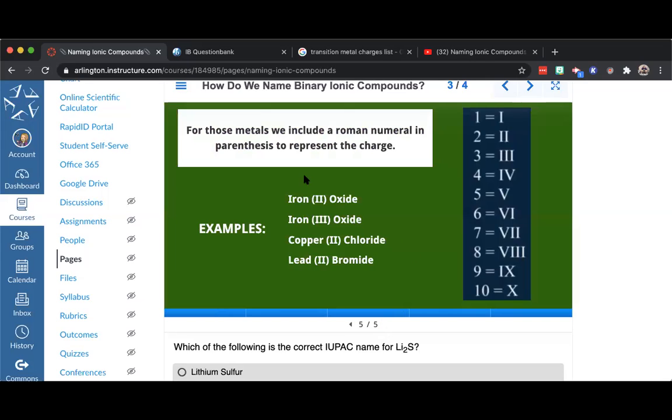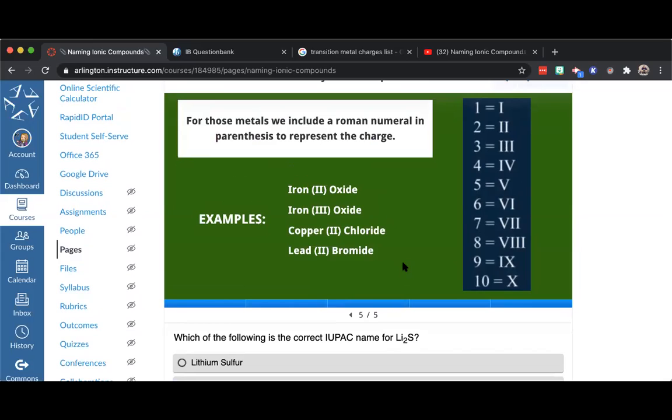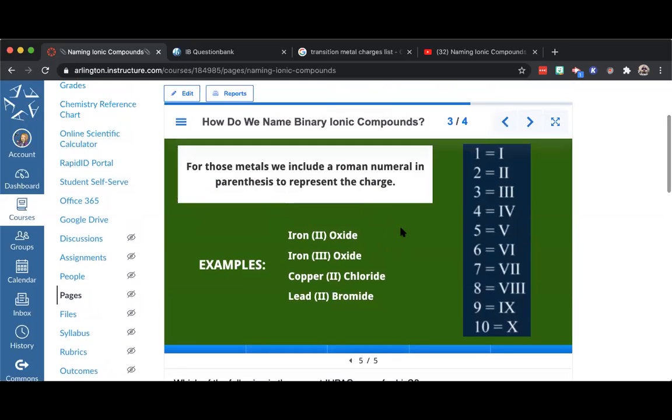Okay, so for those metals, we do Roman numerals and parentheses in the name because, for example, iron can be +2 or +3. So if it's an iron with a +2 charge, we put the Roman numeral 2. If it's an iron with a +3 charge, we use the Roman numeral 3. Okay, and then other elements have multiples as well. Copper can be 1 or 2. Lead can be 2 or 4. And so there are several different ones. So that's why I want to spend a little extra time talking about these Roman numerals and how to calculate them today.